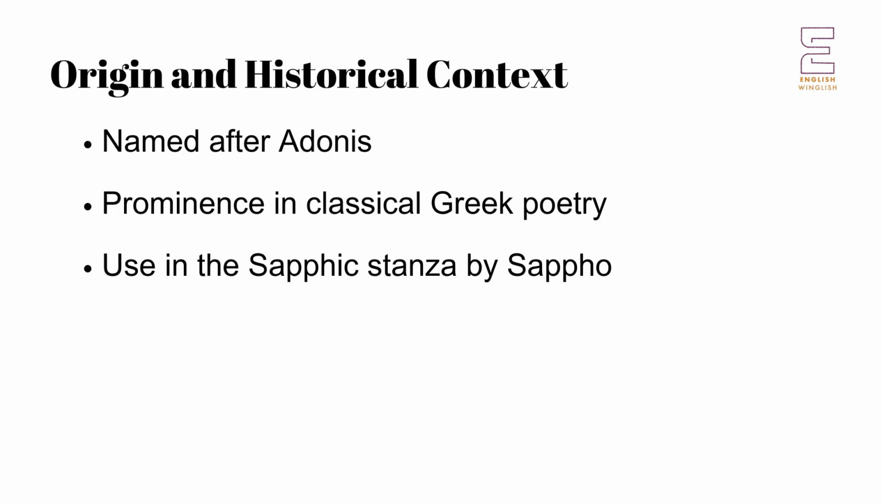The Sapphic stanza consists of 4 lines. The first 3 lines follow a specific metrical pattern known as the Sapphic meter, and the 4th line is Adonic. This structure creates a rhythmic and melodic effect, enhancing the emotional and aesthetic impact of the poetry.